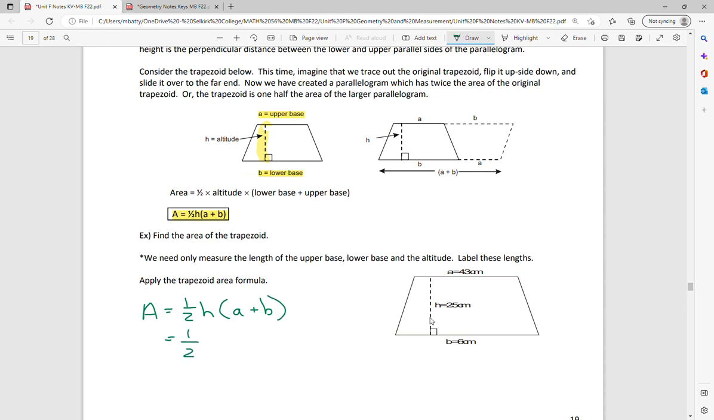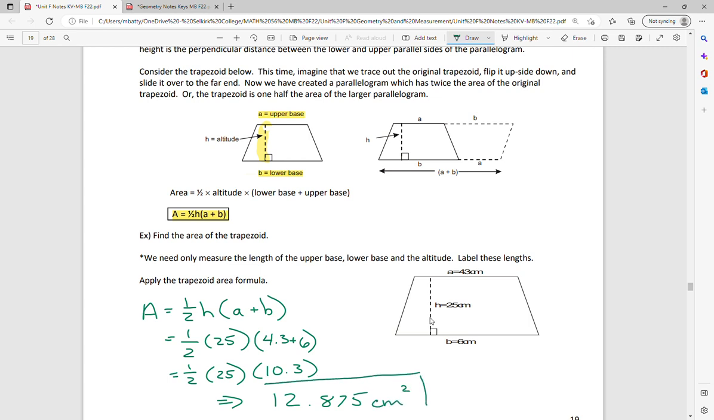So 1/2 times 25, you can always put 0.5 in your calculator, times, put the brackets around this because you have to add those. Remember, order of operation matters. We've got 4.3 and 6 in there. So I did this on my calculator, remembering to do that part first, right? You can write down the steps, or if you put it into your calculator properly, you can do it in one fell swoop. What you should end up with for this one is 12.875 centimeters squared, remembering the units each and every time.